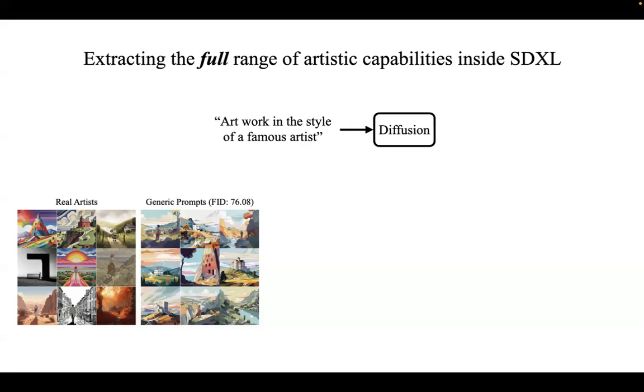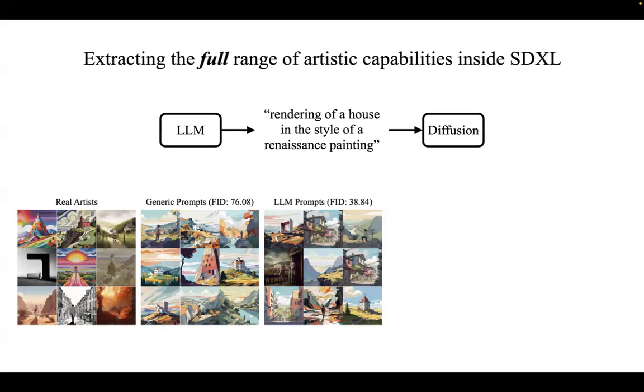We also have multiple baselines. For instance, when you simply generate artwork in the style of a famous artist 10,000 times with a diffusion model, most of the time it's a similar looking artistic style. It's not very diverse, and it doesn't really match the real artist distribution. As you can see with the FIDs, it's much higher. The lower the FID, the closer the distribution is.